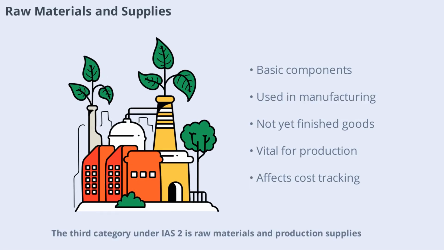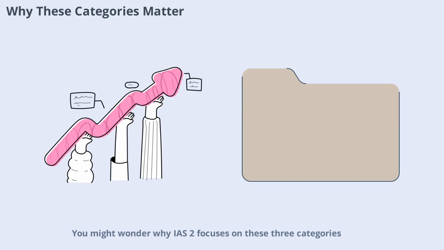Third category under IAS 2 is raw materials and production supplies. These are the basic components and consumables used to manufacture finished goods. Think of fabric for clothing, steel for cars, or flour for baking bread. These items are not yet transformed into final products but are vital to the production process. Properly accounting for raw materials ensures that the true cost of production is captured and that inventory levels are managed effectively.